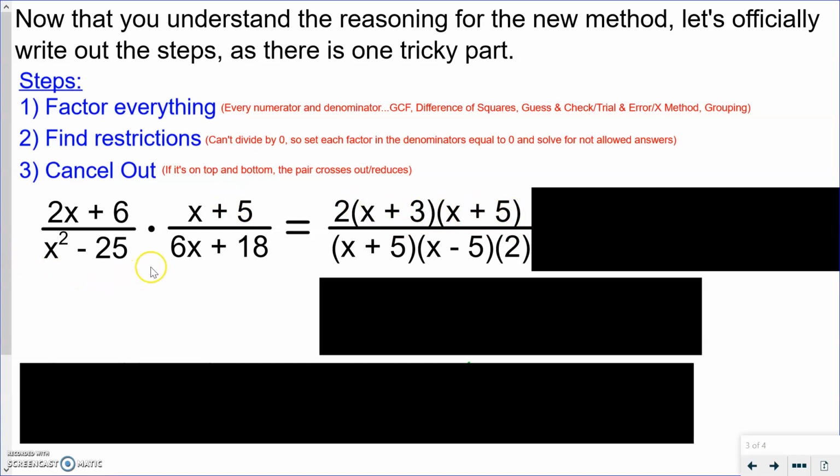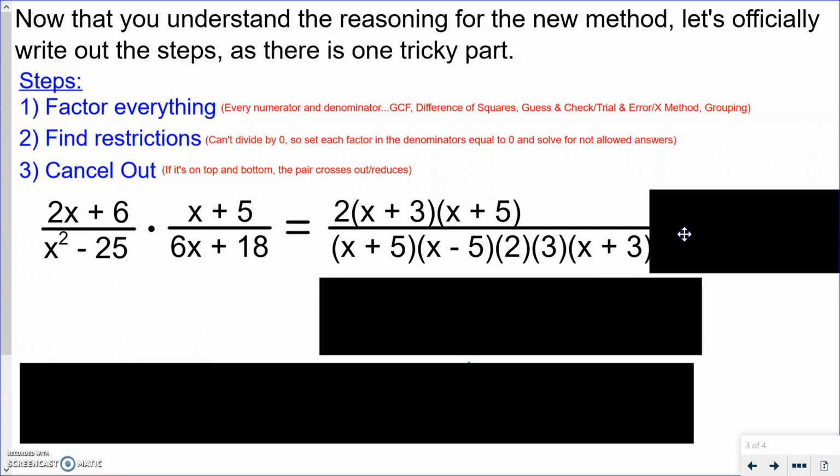On the bottom, x squared minus 25, that is the difference of squares. So I do x, 5, 5, plus minus. Then for 6x plus 18, there's a GCF of 6. But 6 you can break down. So I change 6 into 2 times 3. Then if I took out 6, what's left over would be x plus 3.